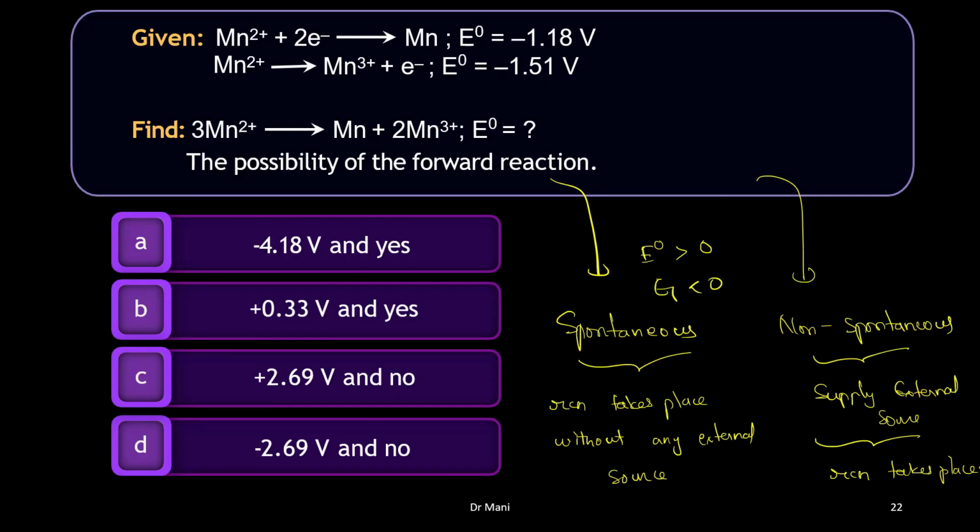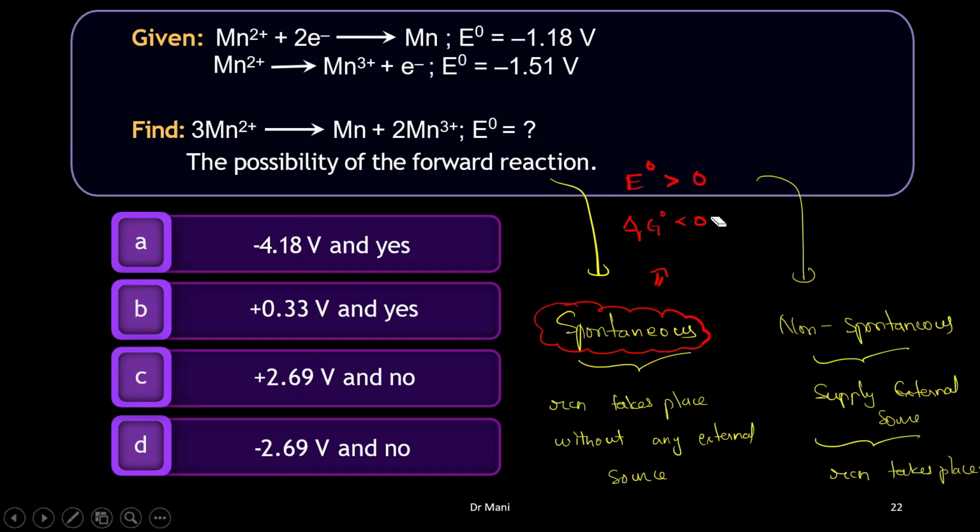Just remember this one. Delta R G naught. Let me write in another color. For the reaction to be spontaneous, delta R G naught should be negative, or the electric potential should be positive. It should be greater than 0.